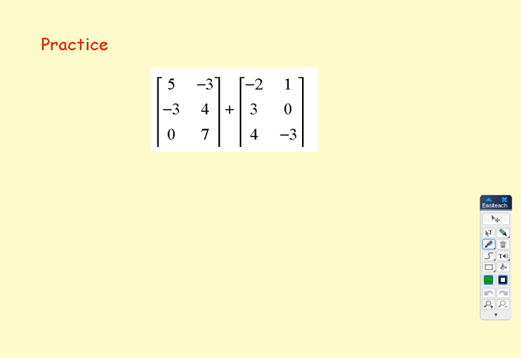Okay? Why don't you guys pause and try this one and then start over and I'll show you the answer. Okay, so hopefully you're back. Here's the answer. Again, 5 plus -2 is 3. -3 plus 1 is -2. -3 plus 3 is 0. 4 plus 0 is 4. 0 plus 4 is 4. 7 plus -3 is 4. Okay?